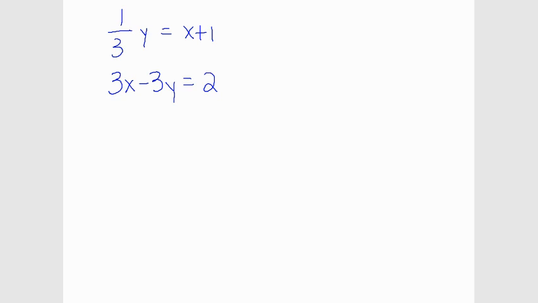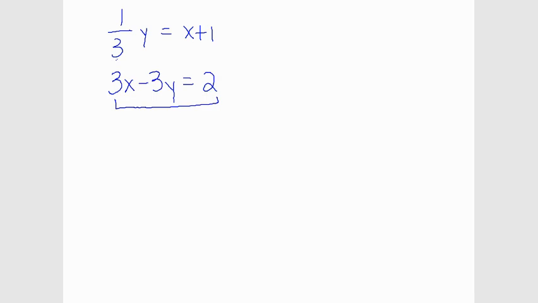So the first one, I have 1/3 y equals x plus 1, and then 3x minus 3y equals 2. So this second equation, I can see I've got it in standard form. This one is close to slope-intercept form. Now I could do a couple things. I can multiply both sides by 3, because I got the 1/3, and that would cancel the fraction out. Then I would get slope-intercept form.